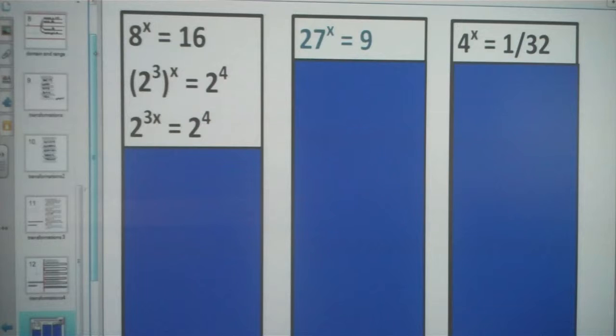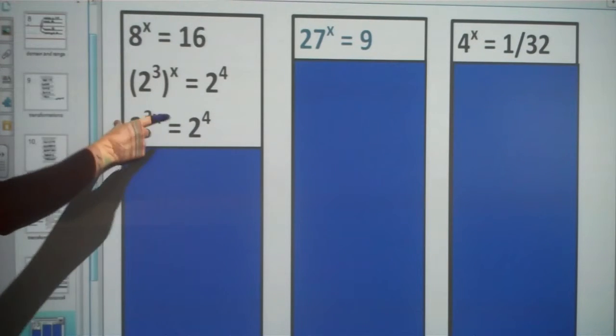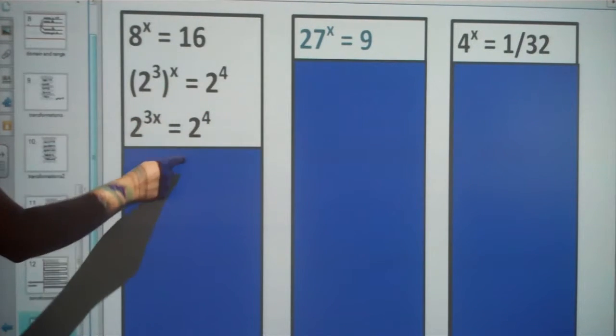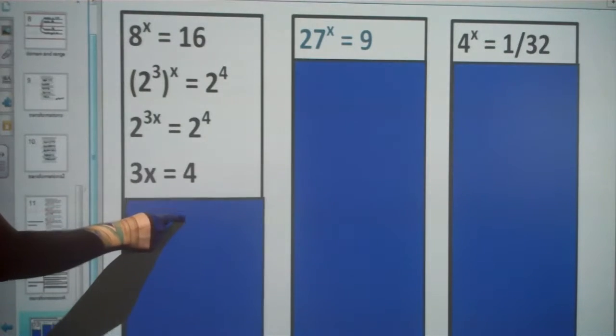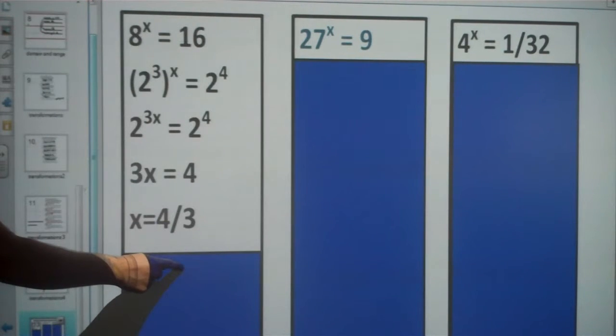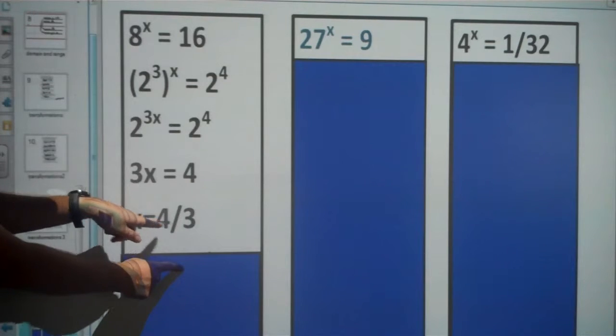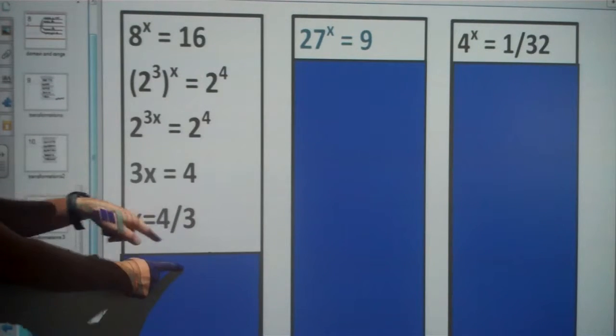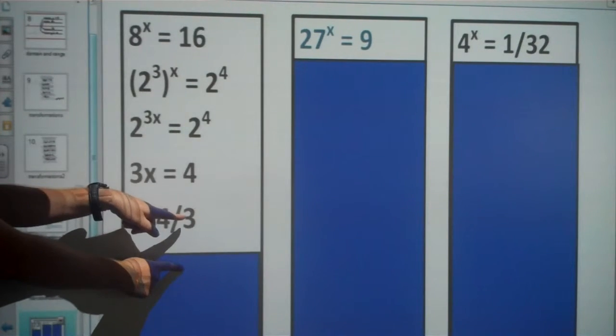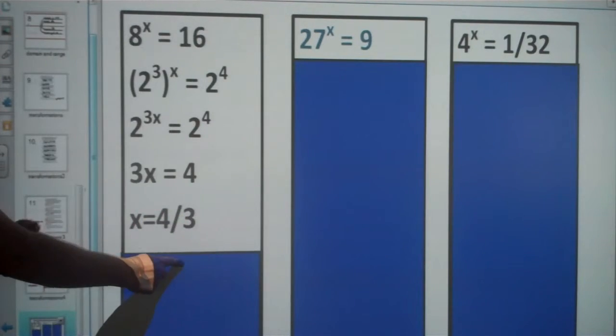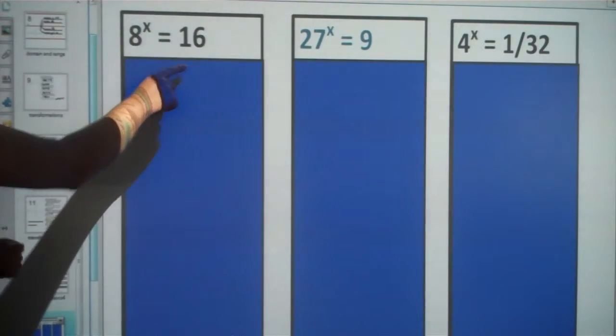And then when we come to solve this equation, if the base is the same, that means that the exponents must be the same. So 3x must equal 4, and therefore x equals 4/3. And then you can check, is 8 to the power of 4/3 16? Now actually you should already know that that is true, because the power of 4/3 means you do a cube root, and then you do to the power of 4. And the cube root of 8 is 2, and 2 to the power of 4 is 16.